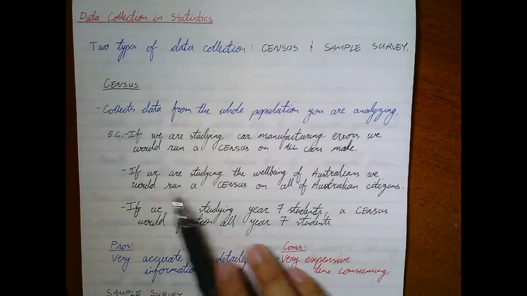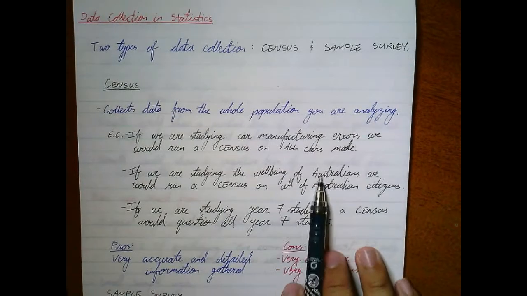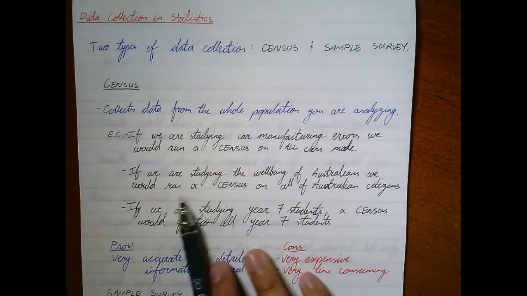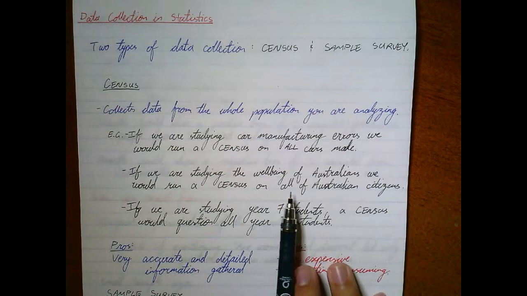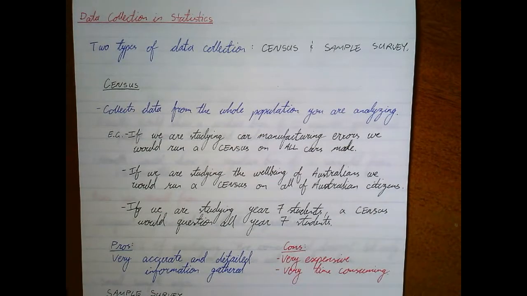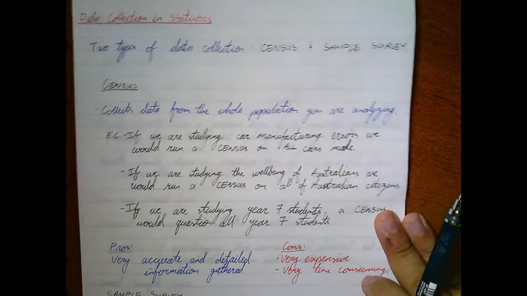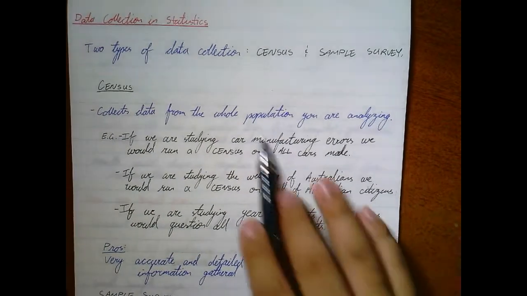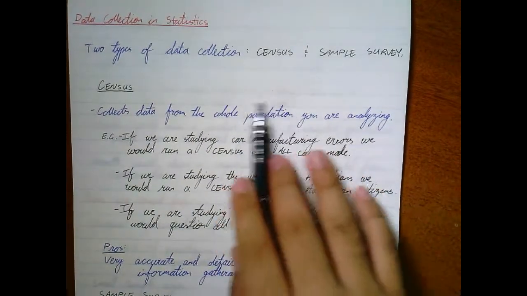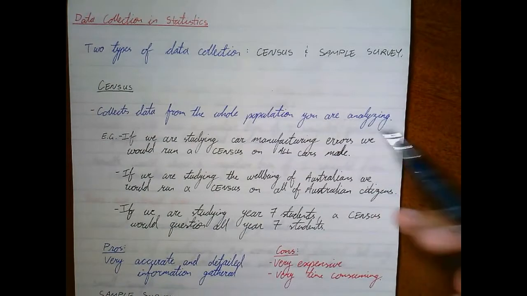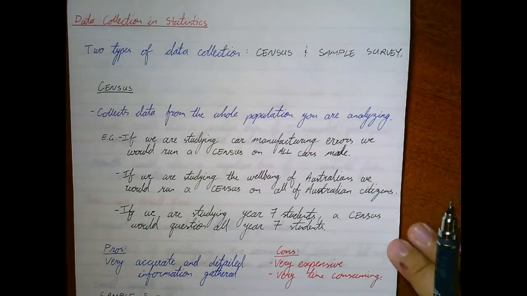If we are studying the well-being of Australians, we would run a census on all Australian citizens. Okay? And if we are studying year 7 students, a census would question all year 7 students. Okay, so once again, what the population is changes depending on what we are studying.